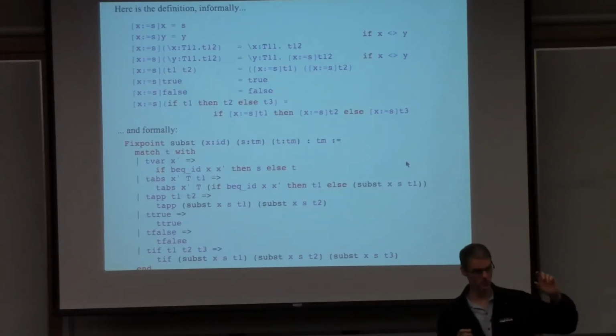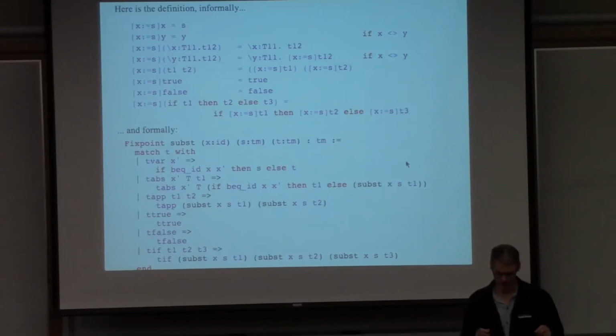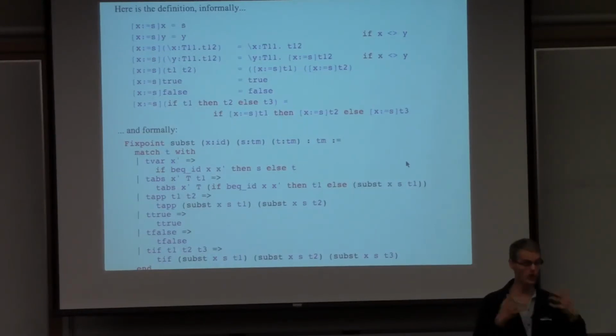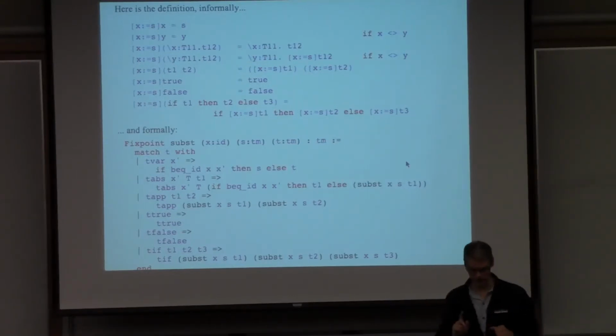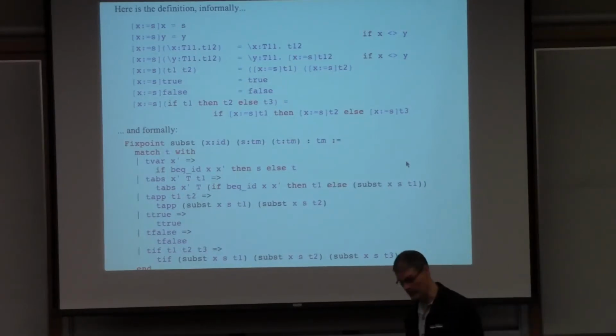So with capture-incurring, or capture-encouraging, substitution, the invariance of all operations, in particular substitution, under renaming of bound variables is broken. Okay, so this definition is wrong. So what can we do? There are many possibilities, and none of them is completely satisfactory. So one possibility, the one that I'm doing here, obviously, is live with it.